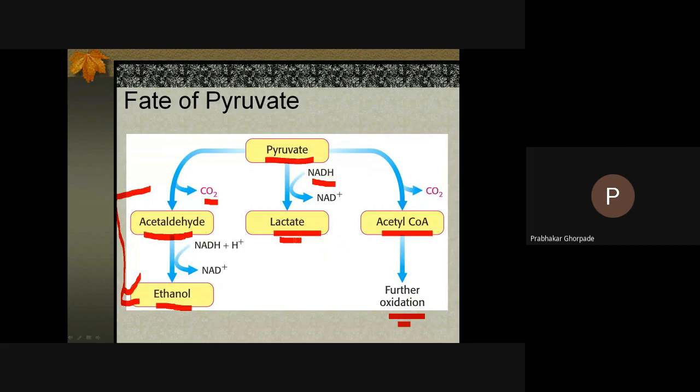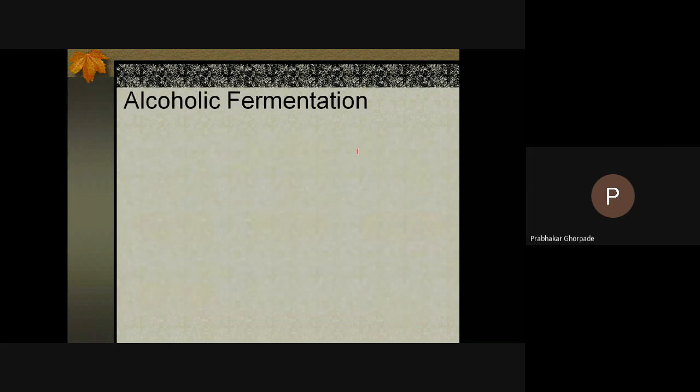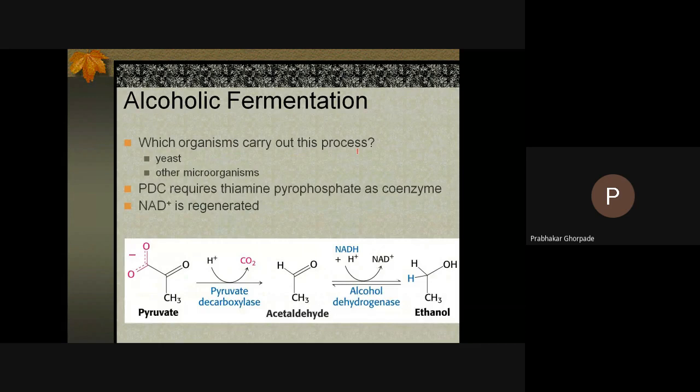So this is the fate of the pyruvate molecule. What can happen to the pyruvate molecule? Pyruvate can get converted into acetaldehyde and finally ethanol, or pyruvate can give lactate, or pyruvate can give acetyl coenzyme A. So these are the fates of pyruvate. When we were talking about alcohol production, ethanol, which organism carries out this process? Yeast and some microorganisms can carry out the formation of ethanol.